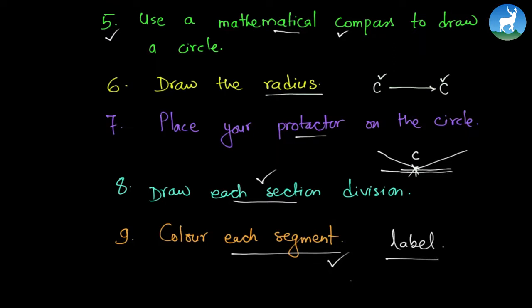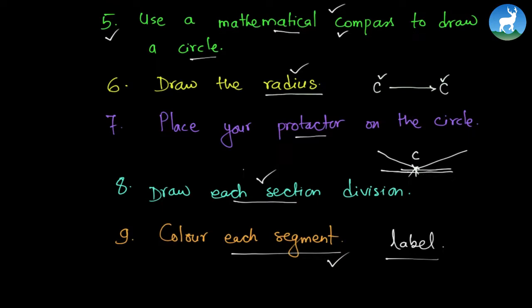So let's summarize once again. After finding out the percentage, we converted the percentage into angles by multiplying it with 360 degrees. Afterwards, we used a mathematical compass to draw a nice circle. From there, we used a ruler to draw the radius. After that, we used the protractor, and keeping the crosshair of the protractor exactly on the center, we drew some lines, and those lines were called sections.